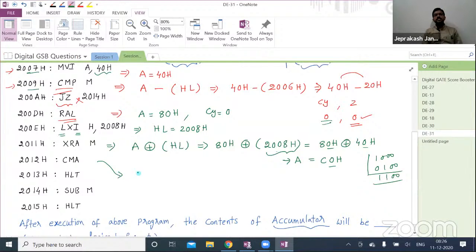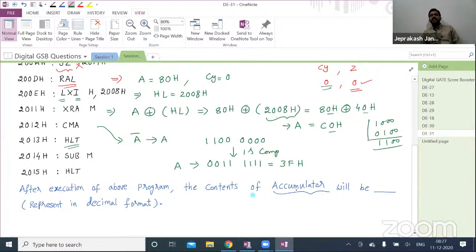Now, the next instruction is complement accumulator. That means the accumulator contents you have to complement, and the result you have to store back into the accumulator, right? So here you have C0, that means 1100 and four zeros. If you complement, you will get 0011 and four ones. That is nothing but 3F hexadecimal. After that, the next step is halt. Halt means the microprocessor will stop the process.